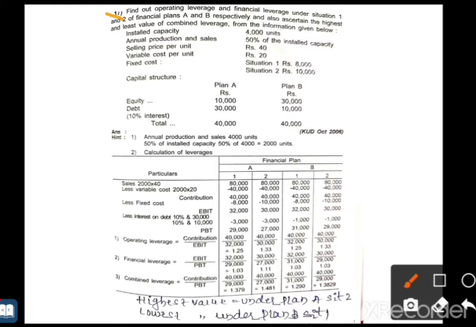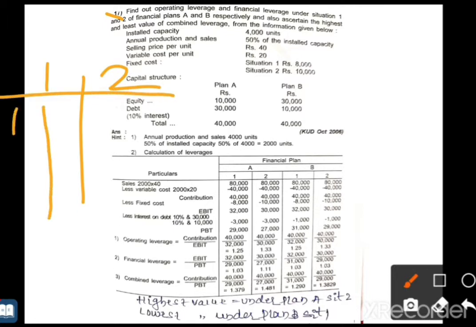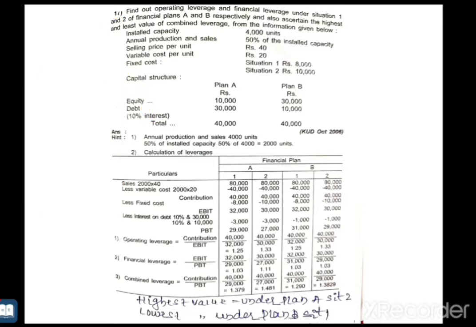Financial plans A and B respectively. It means they have two plans, plan 1 and plan 2. In plan 1 they have two situations, situation 1 and situation 2, and again in plan 2 also situation 1 and situation 2, like that respectively. Also ascertain the highest and least value of combined leverage from the following information given below.